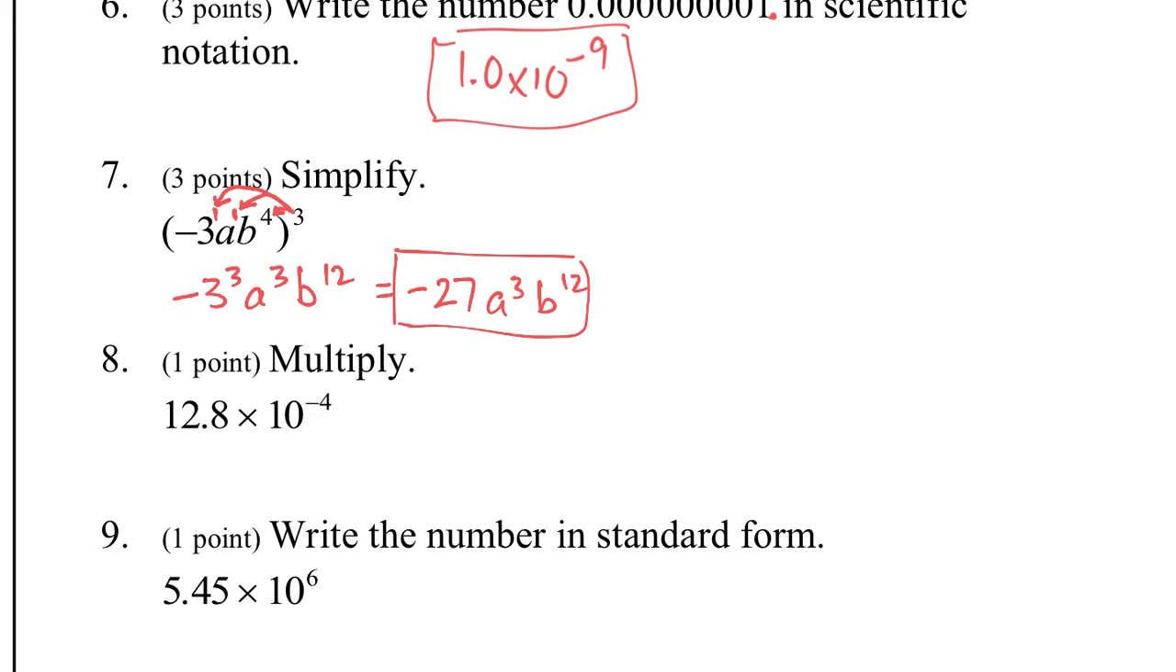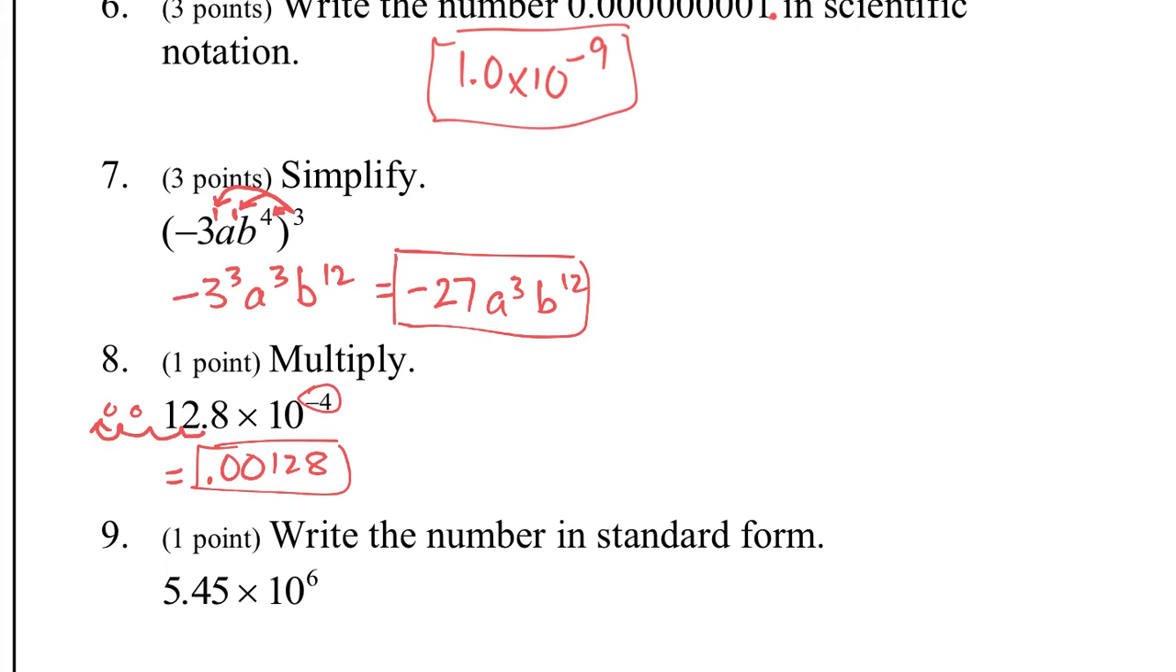If I multiply times 10 to the negative fourth, there's a couple ways of looking at this. Let's go the easy way. If it's to the negative fourth, that means I have to move this decimal 1, 2, 3, 4 times to the left, and I fill it in with zeros. This would be equal to 0.00128. That's the easy way.